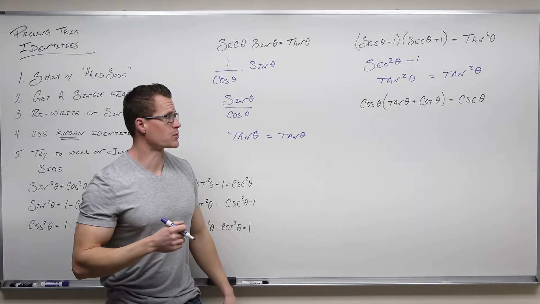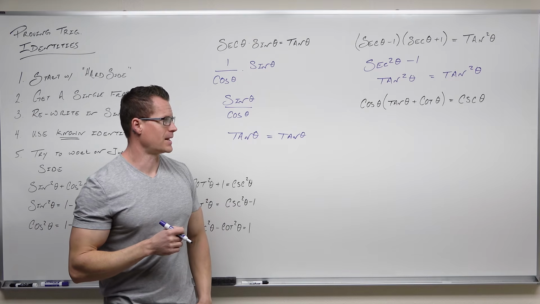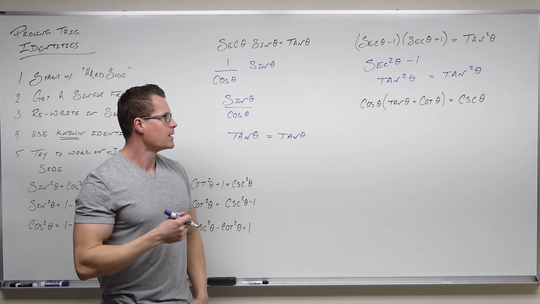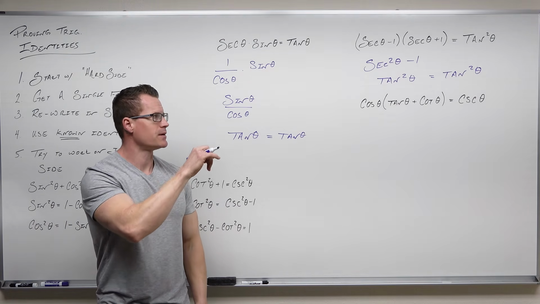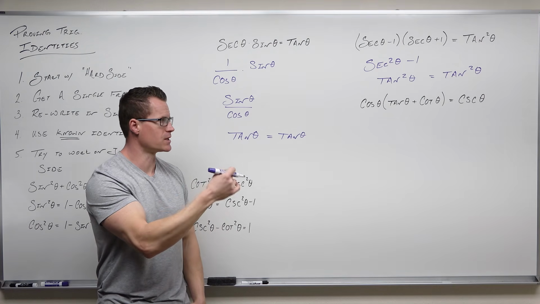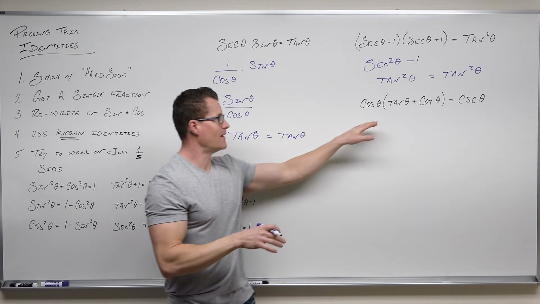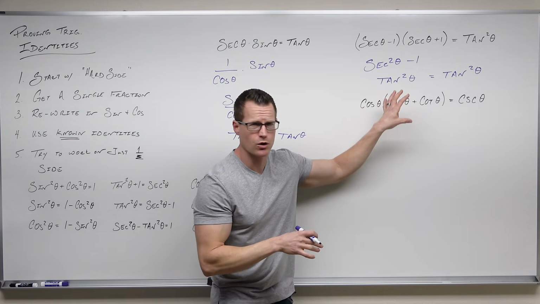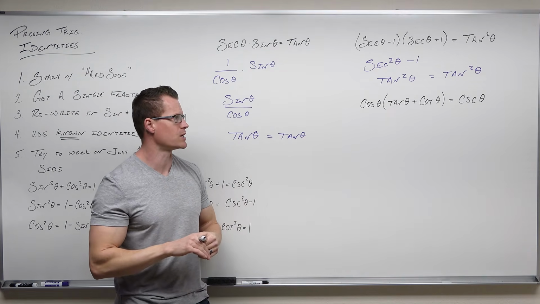And that satisfies our proof. Man, how about the next one? These are getting a little bit more complicated. Cosine theta times tangent theta plus cotangent theta equals cosecant theta. I think there's no argument that's the hard side, so let's start there. We're going to only work on that side. Let's see how this works out for us.